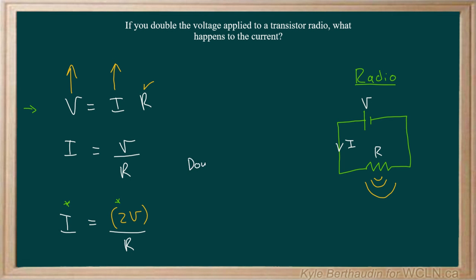So doubling V implies that we are also doubling the current I.